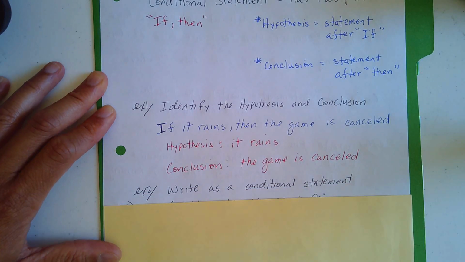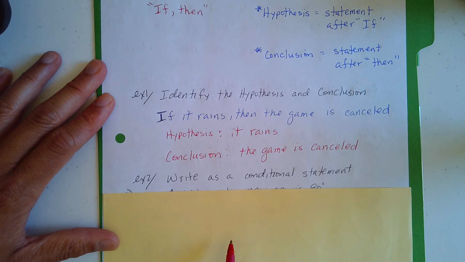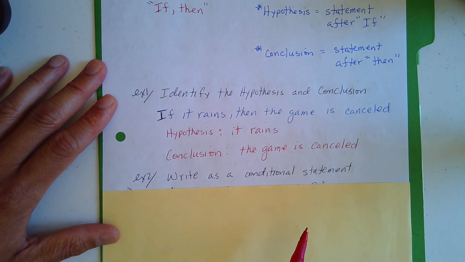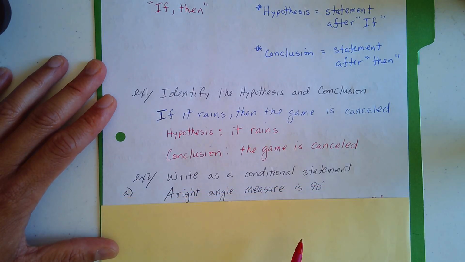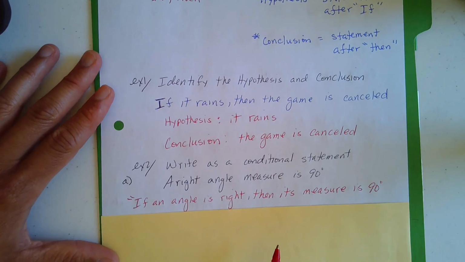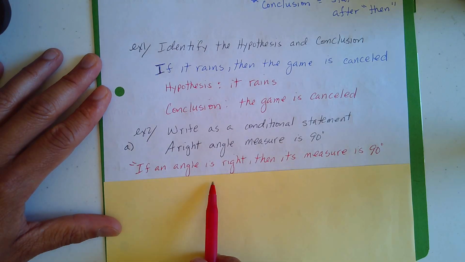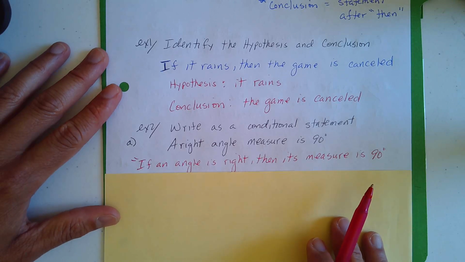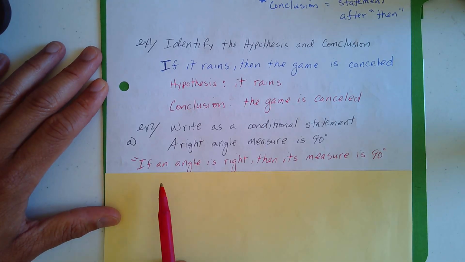Example 2. They want us to write a conditional statement. So to write a conditional statement, you have to have the words if and then. So in this statement here, we don't have the words if and then. It says a right angle measures 90 degrees. So what we're going to do is make this into a conditional statement. If an angle is right, then its measure is 90 degrees. Again, if an angle is right, then its measure is 90 degrees.